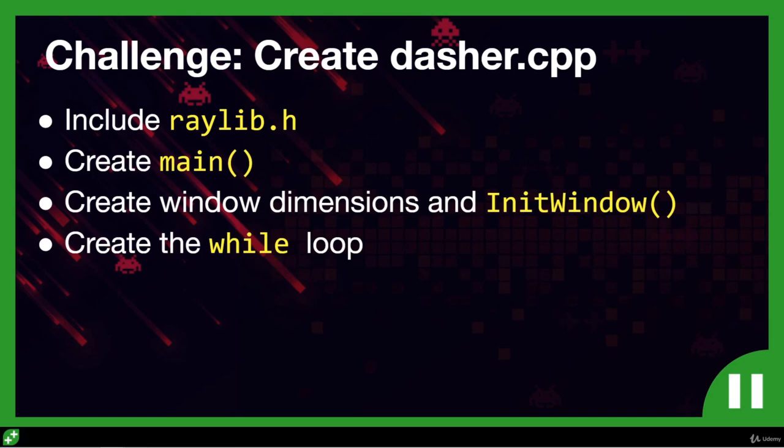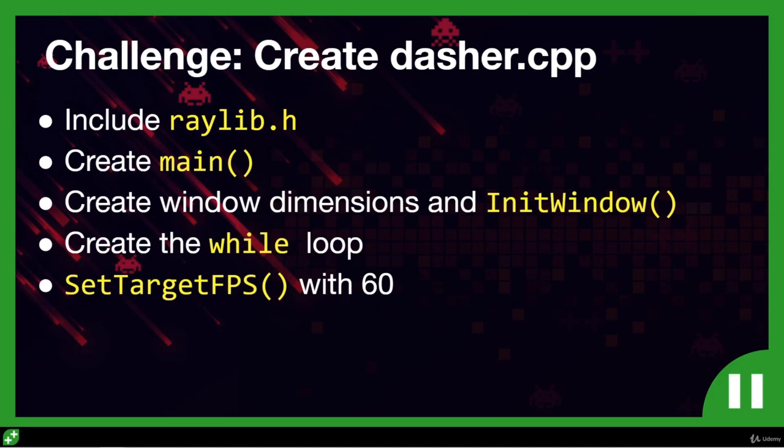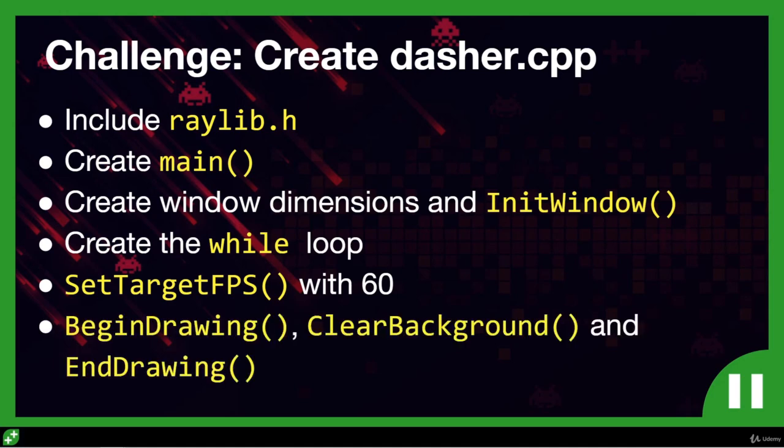You're going to need the while loop, which means you need to call SetTargetFPS just outside the while loop. Let's go ahead and initialize the frame rate to 60 with this function. Inside the while loop, we'll need our BeginDrawing function, our ClearBackground, go ahead and pass white into that, and EndDrawing. Go ahead and pause the video now and work on this.